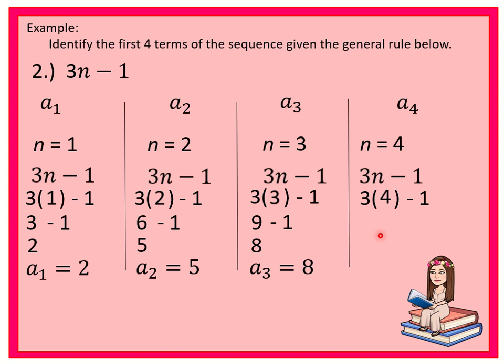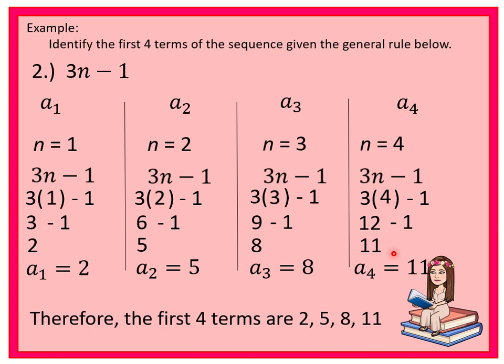3 times 4 is 12. Minus 1, we have 11. So, our fourth term is 11. Now, we have the first, second, third, and fourth term. So, we can say that our first four terms are 2, 5, 8, and 11.